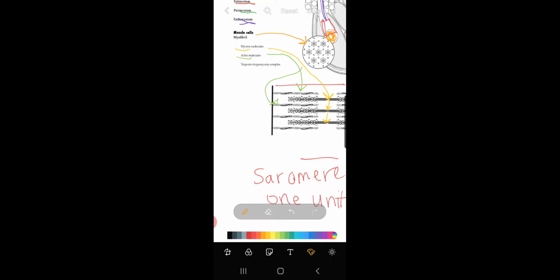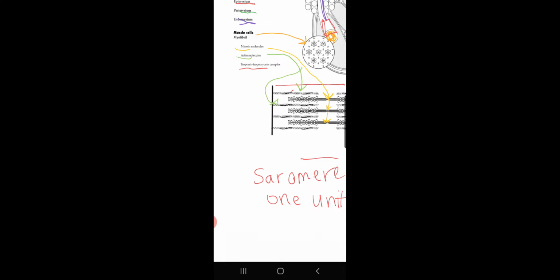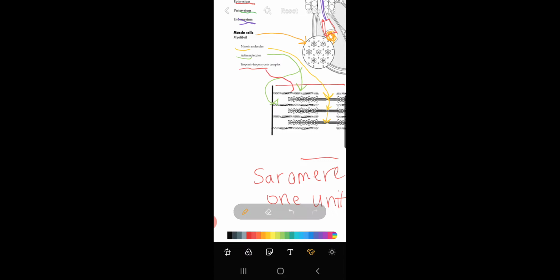covering that we call the TTC, the troponin-tropomyosin complex. Whoa, that's not how you say that. Tropomyosin complex. Okay, and that is actually this. You can see it on the actin. It's like these little S-curved things. That is what's covering the bonding sites on the actin. So the myosin can't attach to the actin until these TTCs are actually removed.